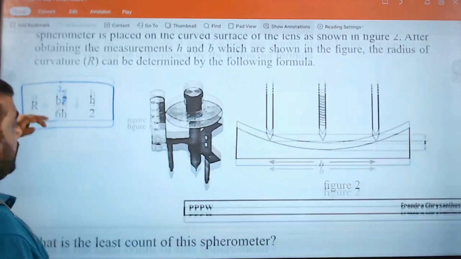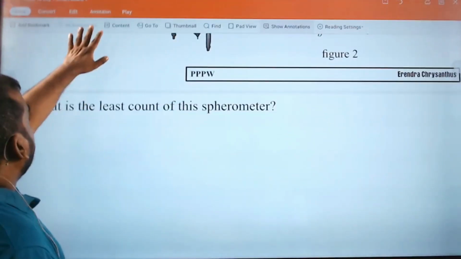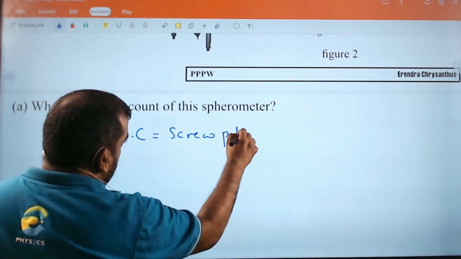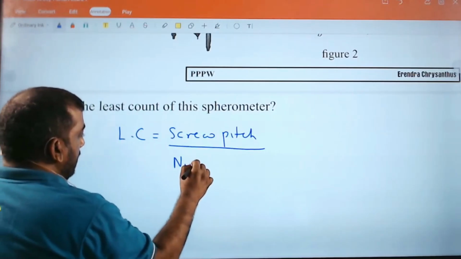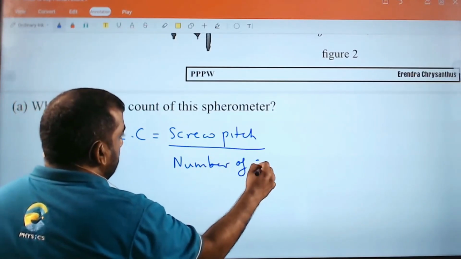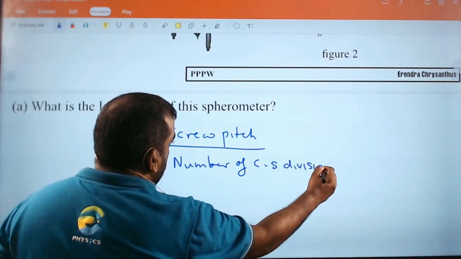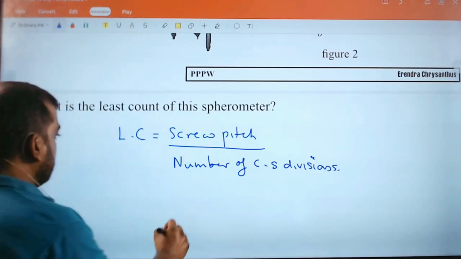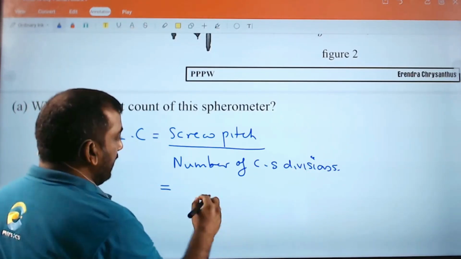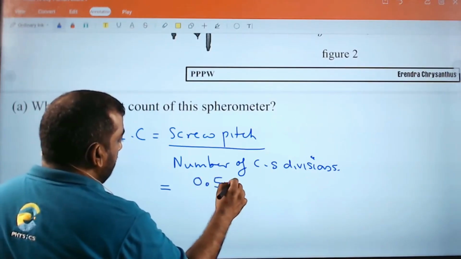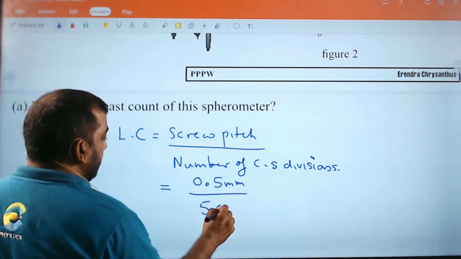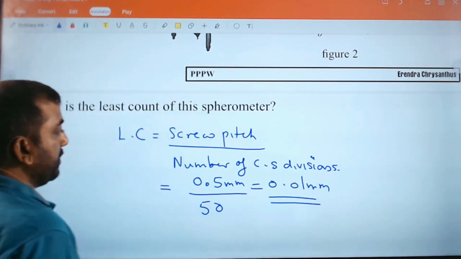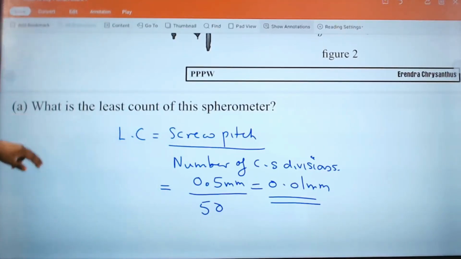Right. Moving on. What is the least count? So least count is screw pitch divided by number of circular scale divisions. Screw pitch is going to be: 2 rotations 1 millimeter, 1 rotation 0.5 millimeter. Number of circular scale divisions 50. So 0.01 millimeter. 0.01 millimeter. Moving forward.